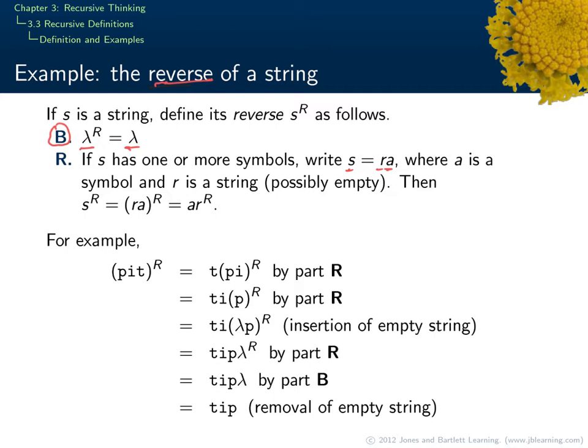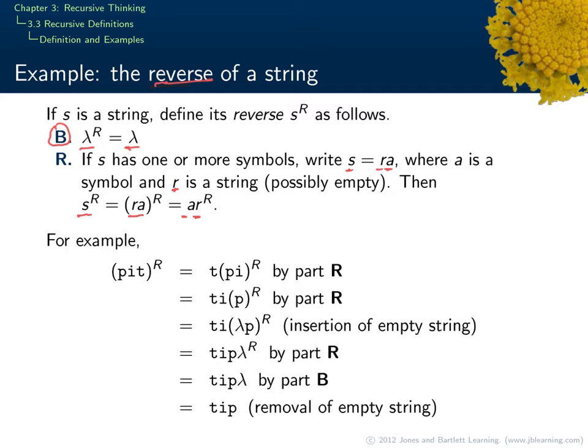Now, if the string consists just of a single symbol, then the string R at the front is going to be the empty string. So in this instance, if we want the reverse of string S, that's the same as the reverse of string RA, because RA is equal to S. And then we just move the A to the opposite side and concatenate that with the reverse of the smaller string R.